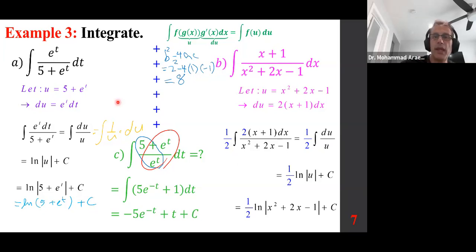This would be a good page that you look at, all of these 3 questions simultaneously, compare and contrast, and become comfortable with rational expressions, fractional expressions, and know where to use and when to use the substitution method.